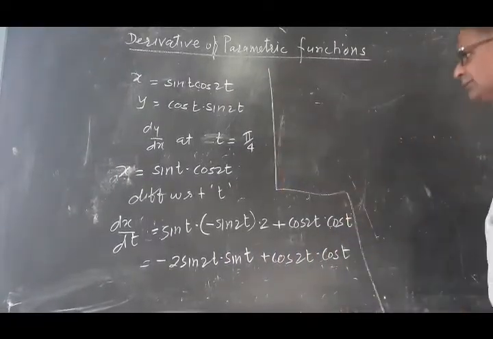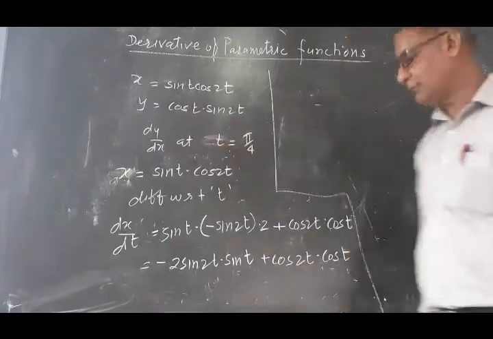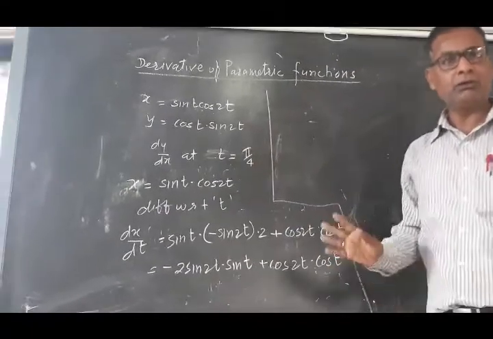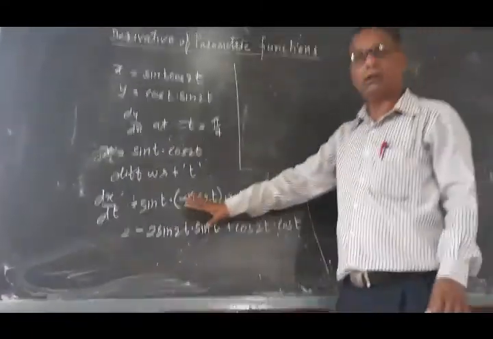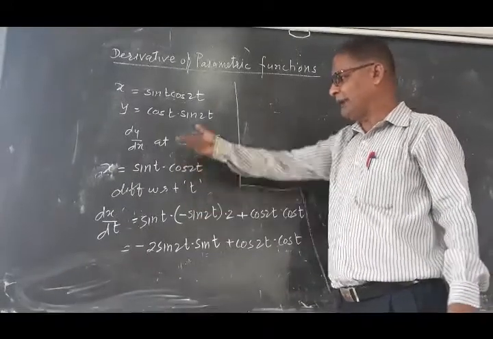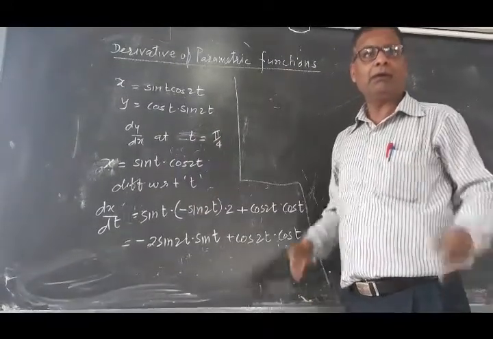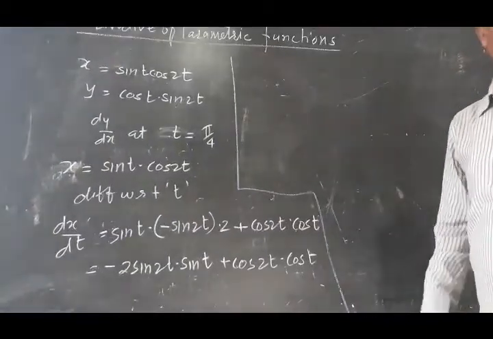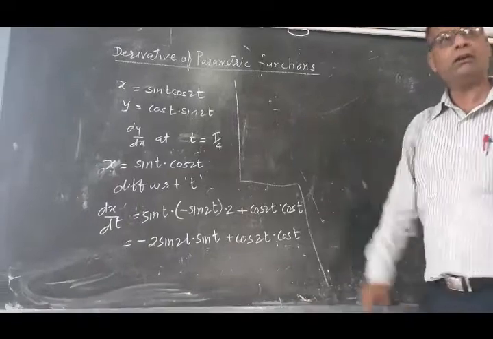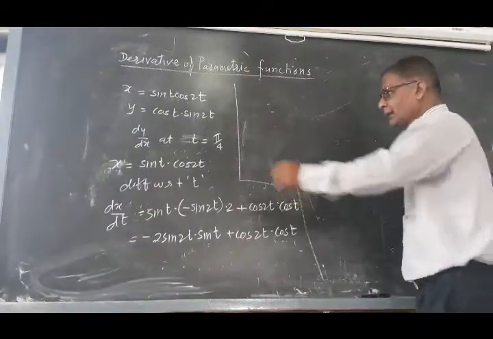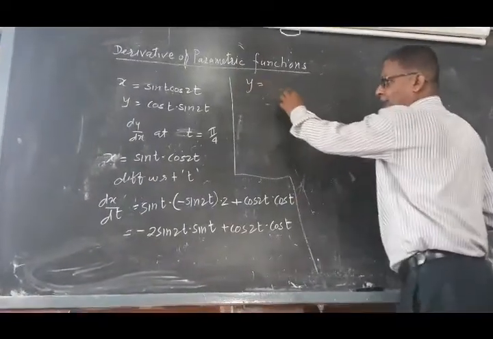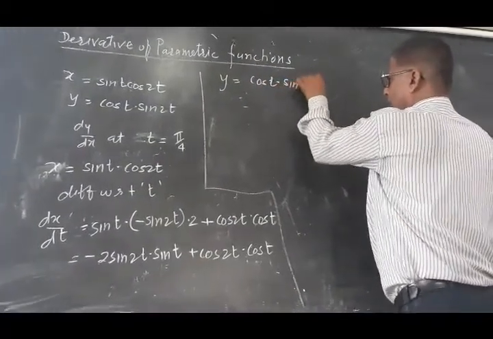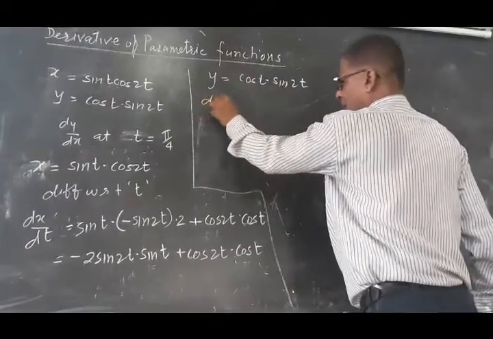Similarly, now we have to differentiate this also. Don't simplify this one because we have to find a particular derivative. There is no need for simplification because for the particular derivative we can find dy upon dx directly by dy upon dt divided by dx by dt. Directly we can substitute the value t is equal to pi by 4 and find the particular derivative of this function. Now for the derivative of this part, y is equal to cos t into sin 2t. Now differentiate with respect to t.